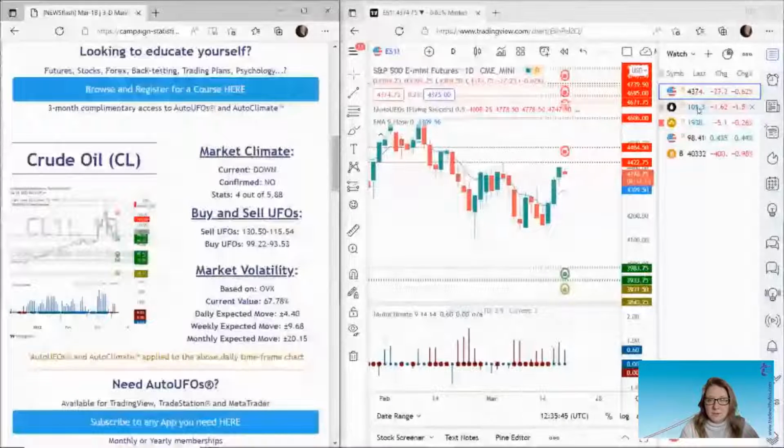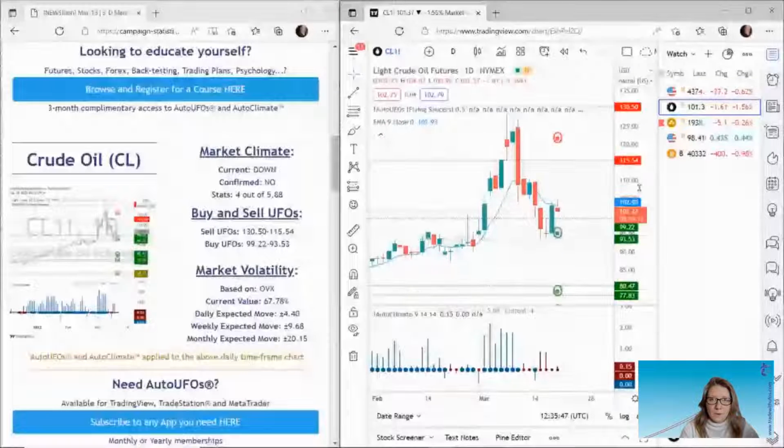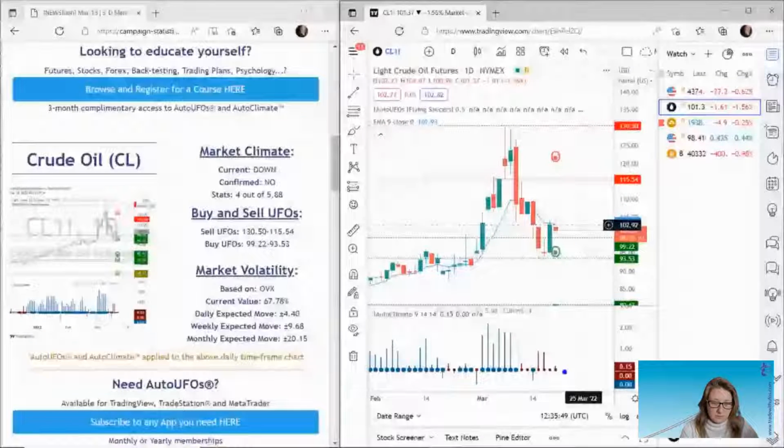Now, coming back to oil, which is the next market here, we have a thin dot, not enough probability either way, indecision on a daily chart of crude oil. We do have new buyers that have just appeared between 99.22 to 93.53, and we're relatively close to them. So if price were to hit those buyers today, we'd expect them to push price back up again.